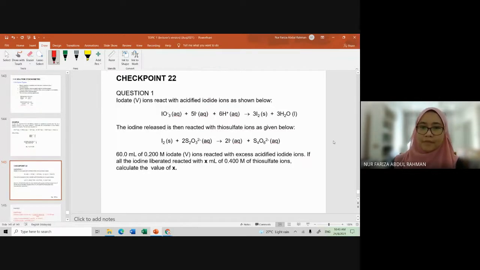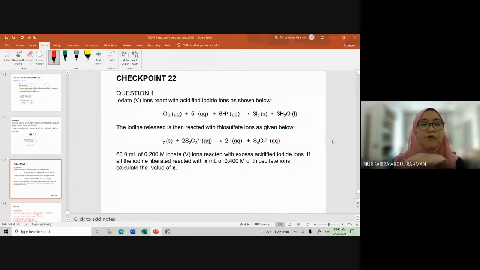Okay. So we have a checkpoint for each of the reaction types, just to expose yourself to the type of questions that can be asked. As you can see, this is the pattern of the questions. Okay, so it can be quite long.